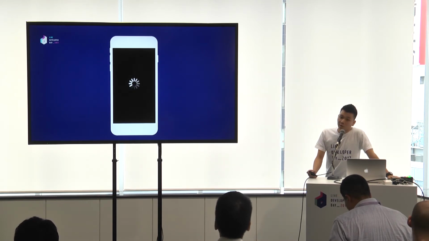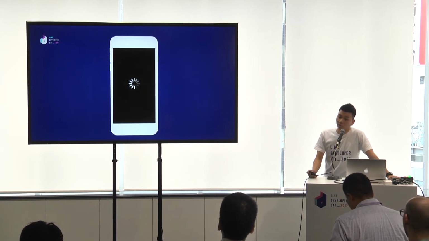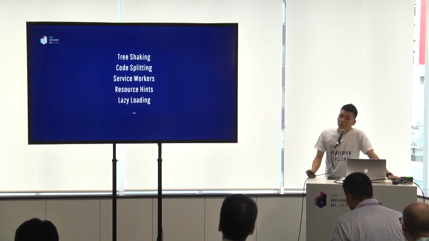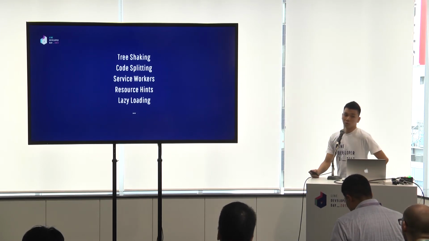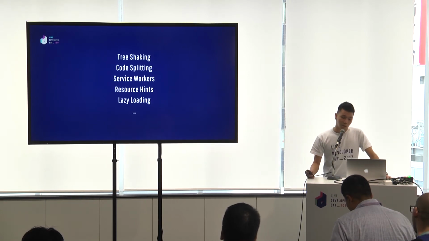So as front-end engineers, we have a lot of technologies. We have many approaches to improve performance. For example, we have tree shaking to eliminate unused code. We have code splitting to load necessary code on demand. And we have service workers to move some heavy work off the main thread. We can use resource hints to let the browser know which resources are useful. And we can use lazy loading and many other techniques to improve measurable time.